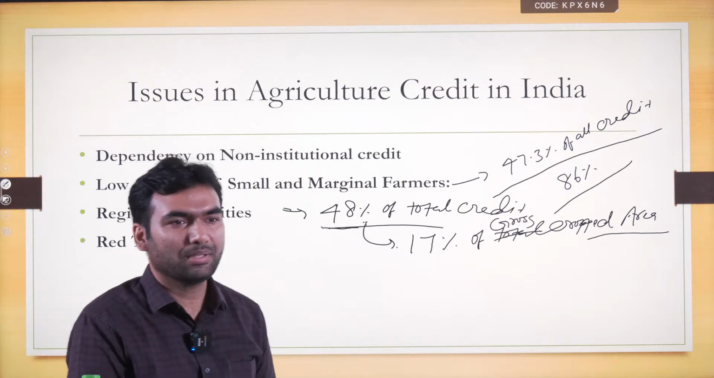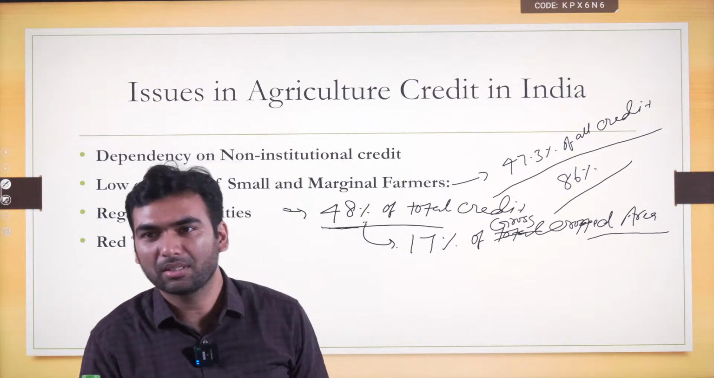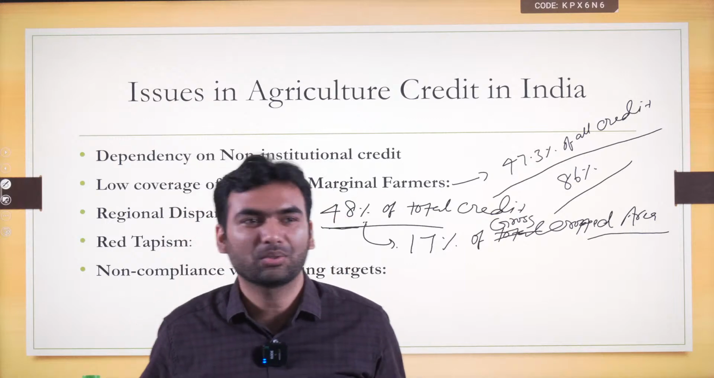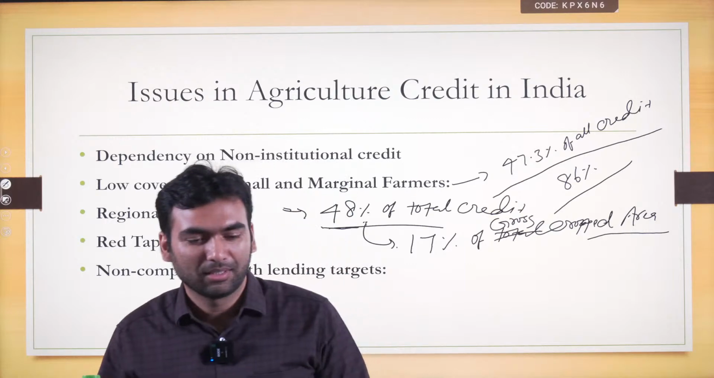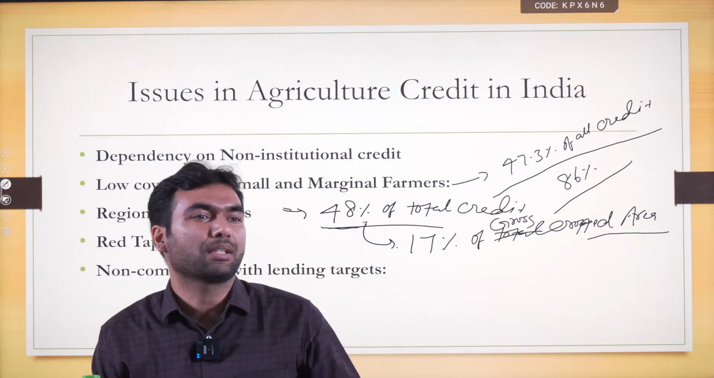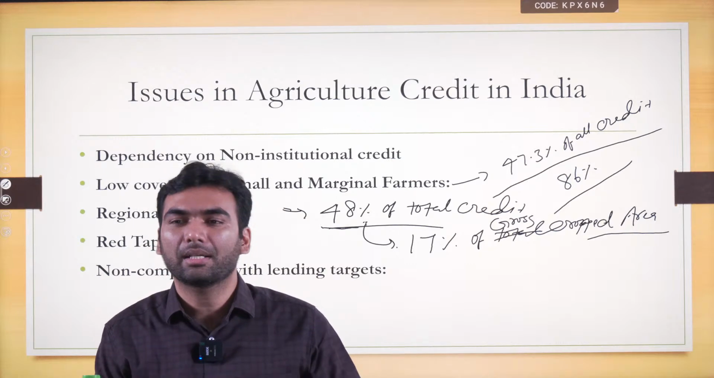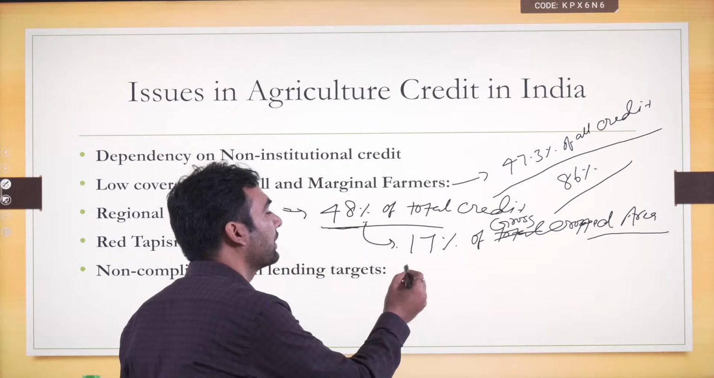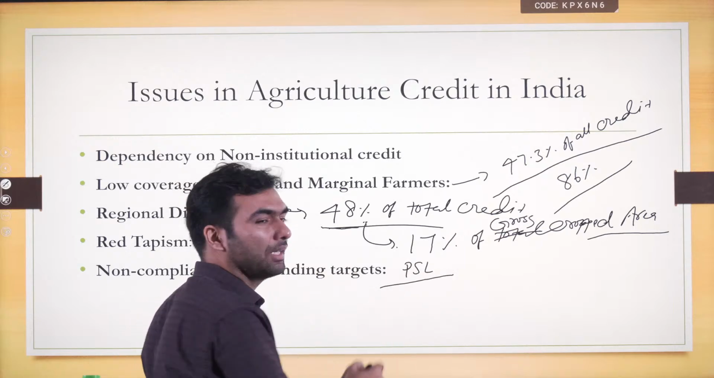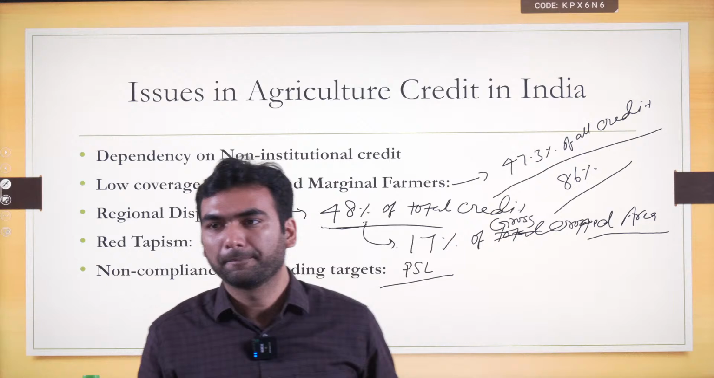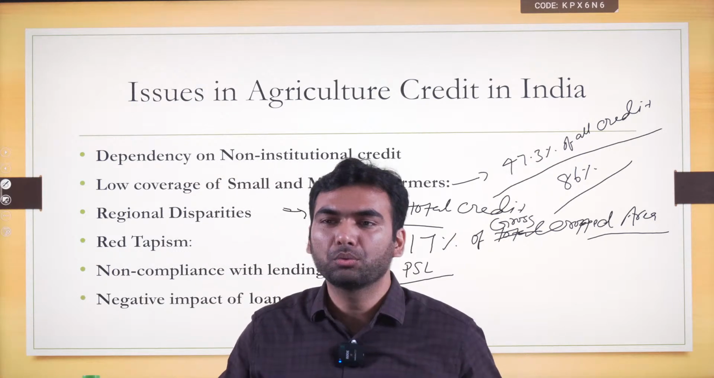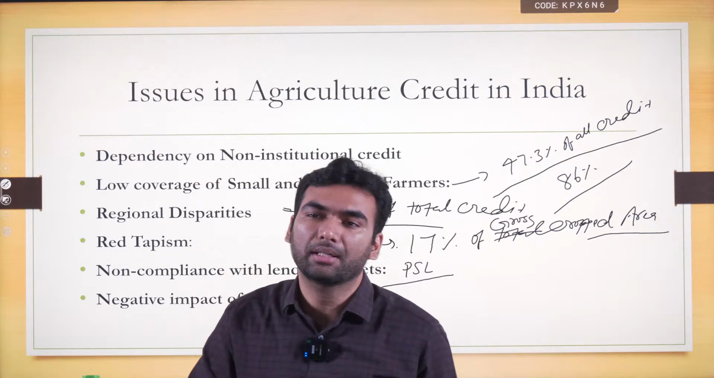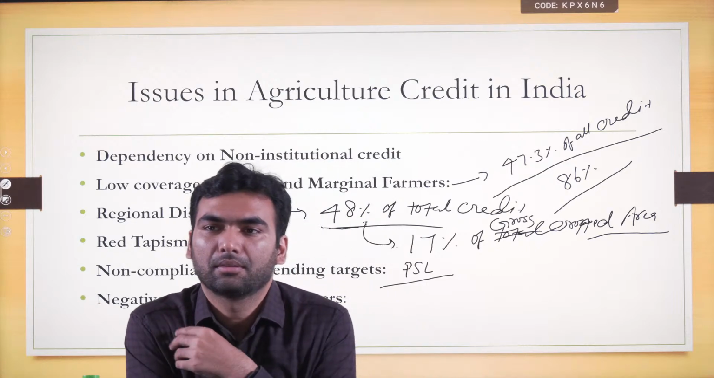Then there is red tapeism. Show us the paper, and people are saying that paper nahi dikhayenge, will not show you the paper. Then the banks are also not complying with the lending targets. Like priority sector lending target is there for agriculture. Most of the banks do not meet their priority sector lending targets. What do they do? I mean, is there any penalty if a bank does not meet the priority sector lending target? What happens?